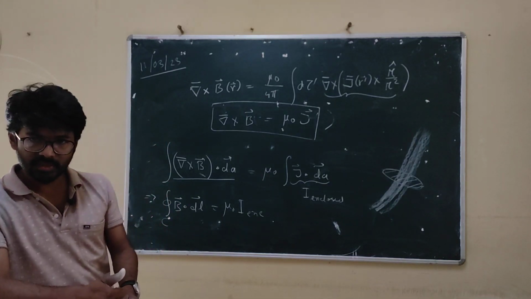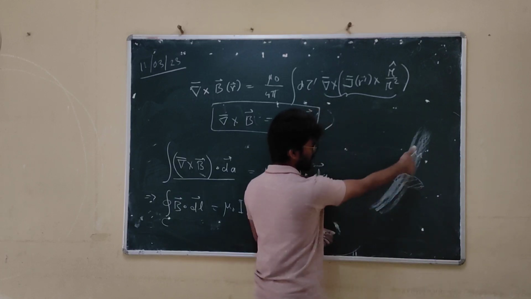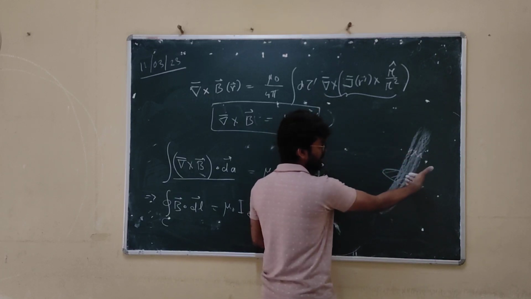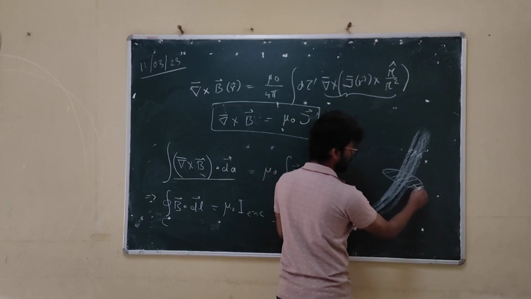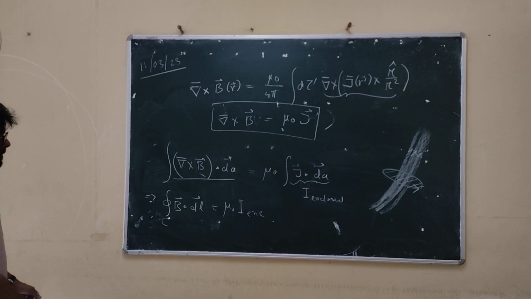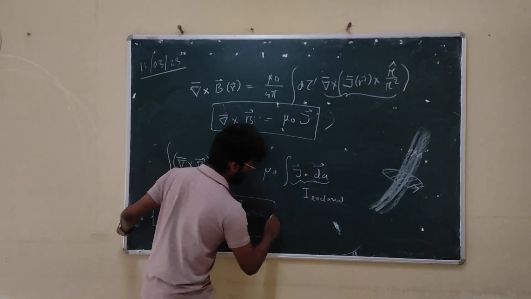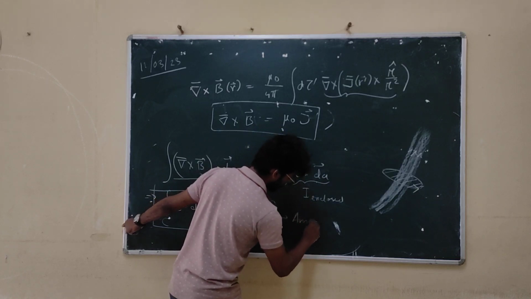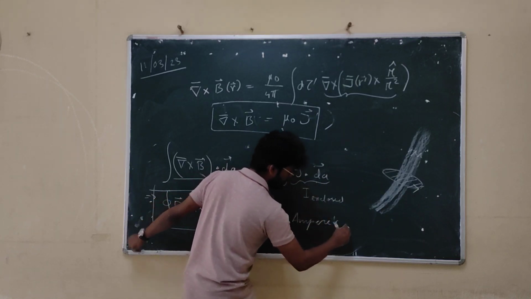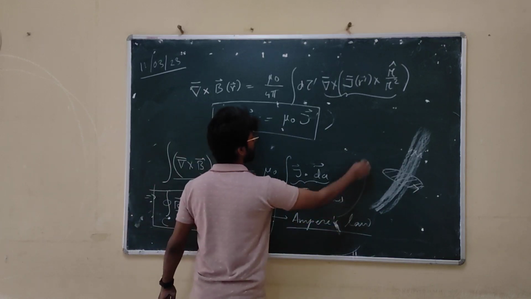If your current is going in this way, let's say, then if the thumb is the current, take the dl direction to be like this. And that's just a convention. So this is your Ampere's law in integral form. This is in differential form.